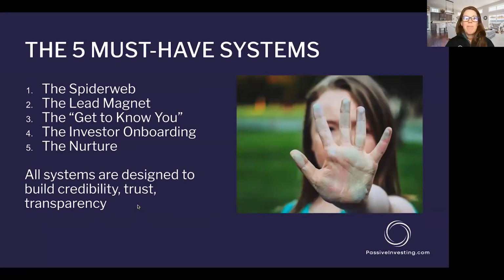All right, so guys, again, this is kind of wrapped at the tail end of our 5 must-have systems, that investor nurturing system. And again, these systems, when put together, are really designed to help you build that credibility, that trust and transparency with your investor, take them on that journey.